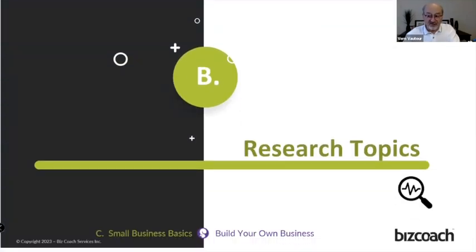So the next level is research topics. I'm actually going to give you examples and go through. I'll take one idea, for example, a landscape business, and take you through the research process. And the first thing we need to do is develop keywords. We need to figure out the NAICS codes. I'll explain that in a minute.